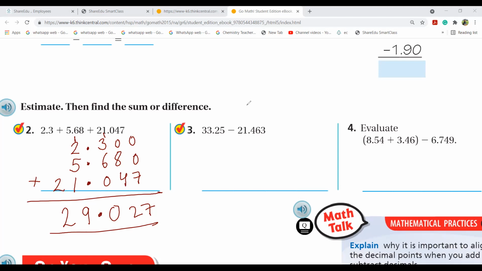Great. Very good. Now let me explain the third one. 33.25 and 21.463. If I minus it, 10 and 4, I get 7, but I cannot do 4 and 6 again. Again, regrouping, I get 7, 8, 9, 10, 11, 8. Again, regrouping, 7. You must be perfect in regrouping.